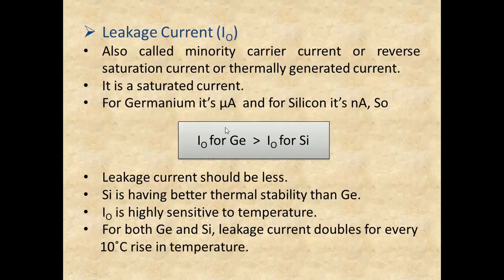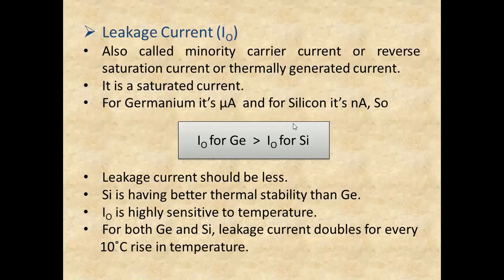This I have indicated in this block, that for germanium it's greater than silicon. Leakage current for germanium is greater than leakage current for silicon. Leakage current should be less. That means the lower the leakage current, the better the material. So silicon is preferred over germanium. Silicon has better thermal stability than germanium, and this is only because the leakage current of silicon is less as compared to germanium.